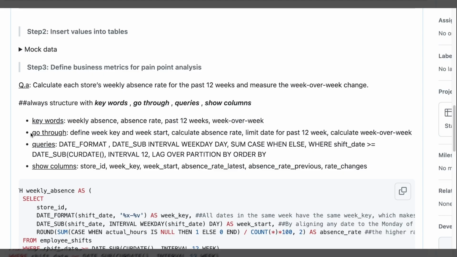Next step, the logic walkthrough. I define the week key, week start, calculate the absence rate, limit the data to the past 12 weeks, and compute the week-over-week comparison. Then we look at queries.